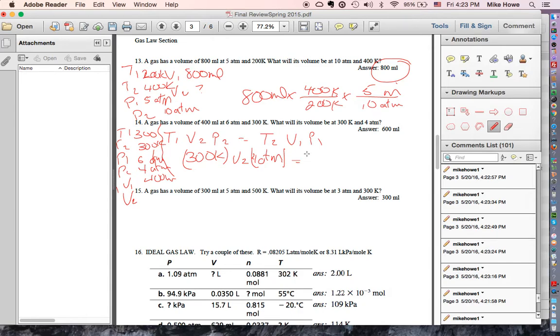T2, we know, is 300 K again. So really, I could have left those out. They're just going to cancel out, 300 divided by 300. V1, 400 milliliters. That's volume 1. And pressure 1, 6 atmospheres. So now to do the math, this times this times this, then you divide by 4 and divide by 300. Final answer will be 600.